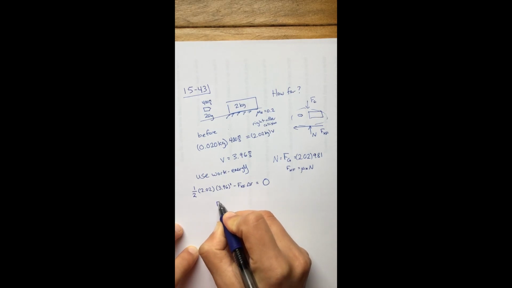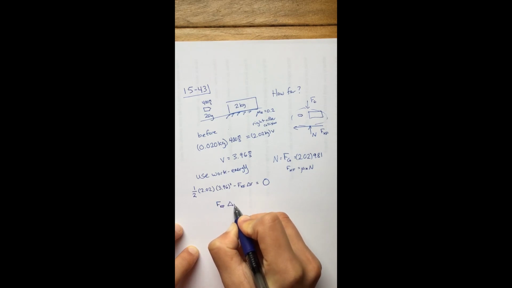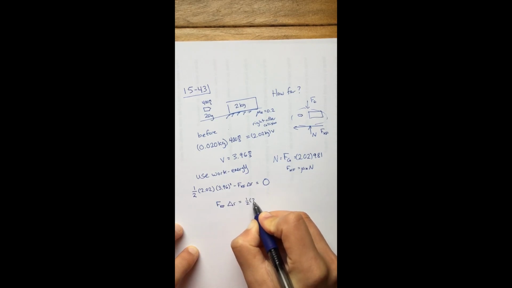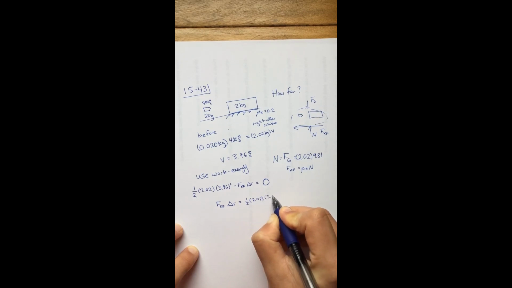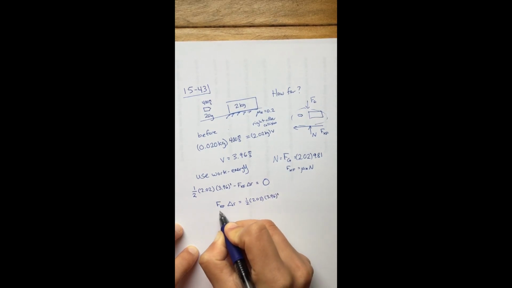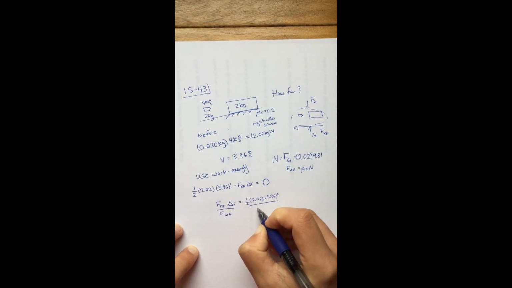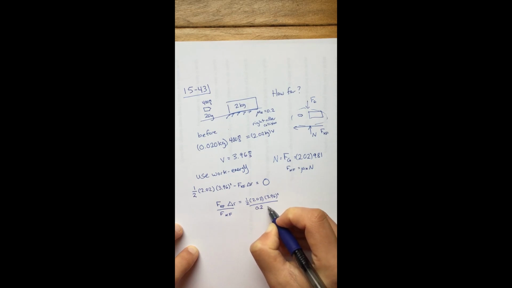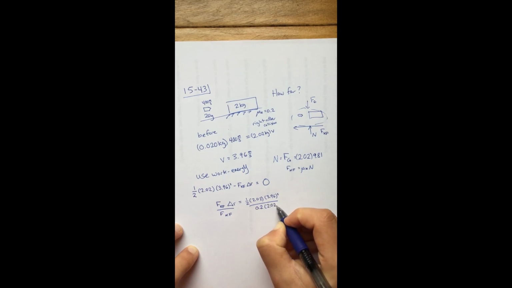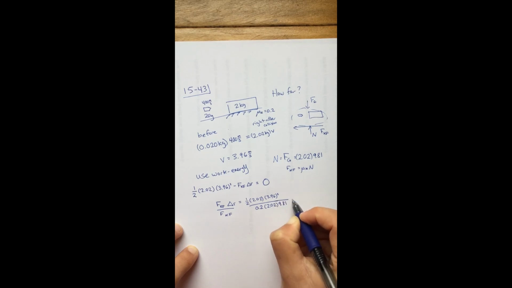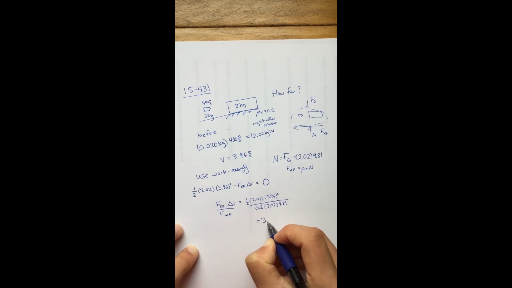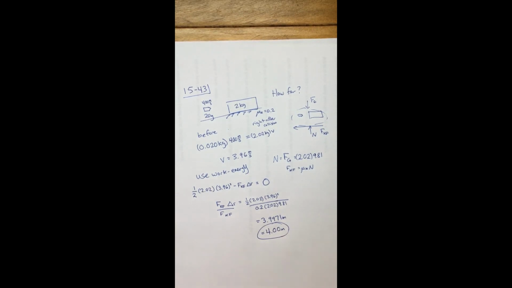Why don't I write this as F_kf times delta r is equal to 1/2 times the mass times my velocity squared. Then I can divide both sides by the force of kinetic friction. The force of kinetic friction is, the coefficient of kinetic friction is 0.2 times 2.02 times 9.81. And this gives us 3.9971 meters, or 4.0 meters, for the distance that the block slides after the collision.